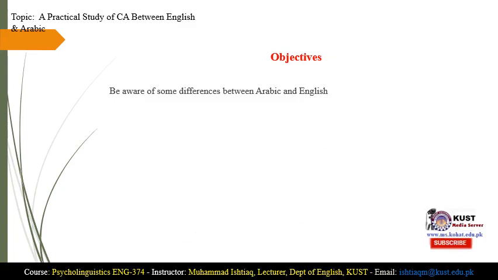Objectives include that after listening and watching the two lectures, the students will get awareness of some of the differences that exist between Arabic and English. They would also be familiar with how the mother tongue interferes in the second language or foreign language, or you may say in the acquisition or learning of a second and foreign language.